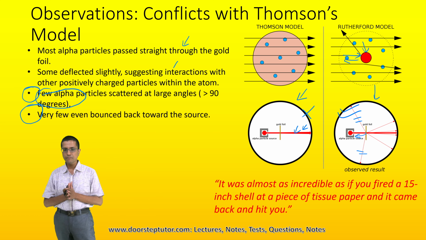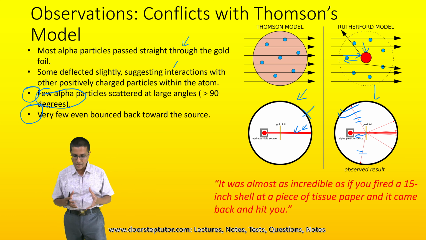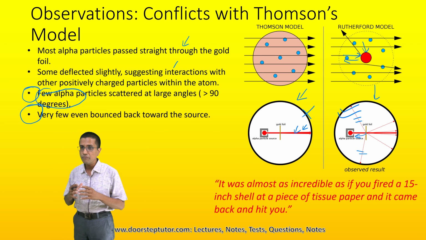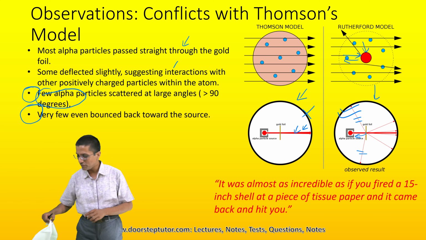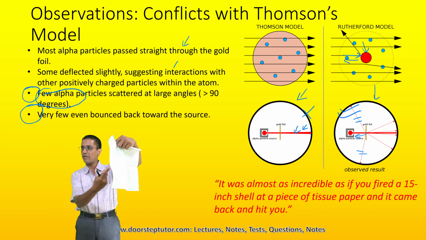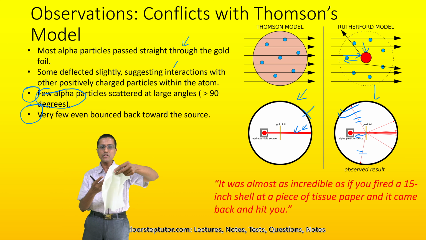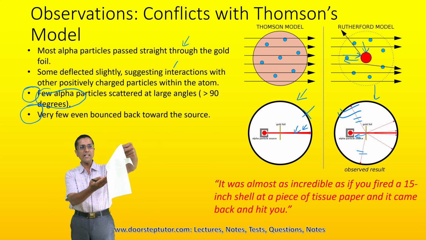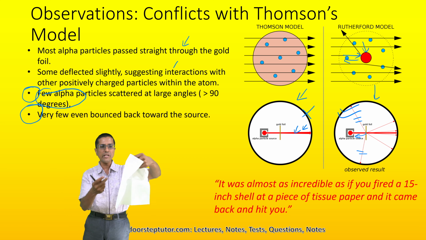Famously, Rutherford commented that when he saw the observations from the experiment, it was like seeing a bullet hit a tissue paper and then come back to you. Okay, so if Thomson's model was true, then the bullet could never actually come back. Right? So that was the idea. If Thomson's model was true, then nothing should have come back.